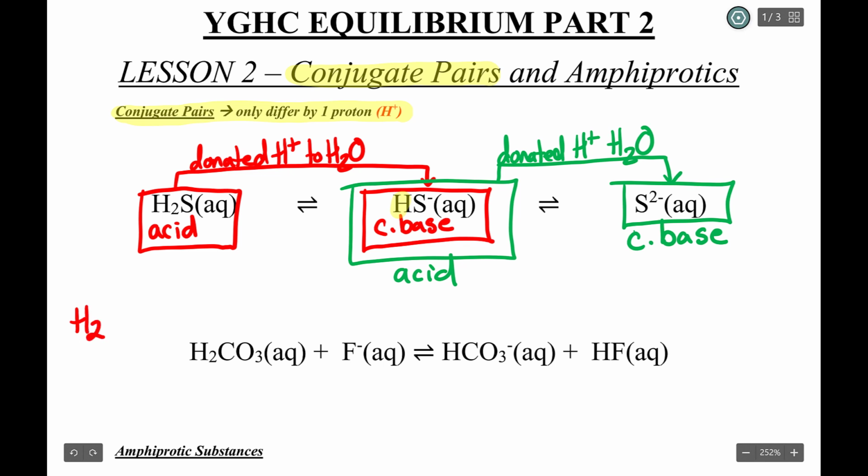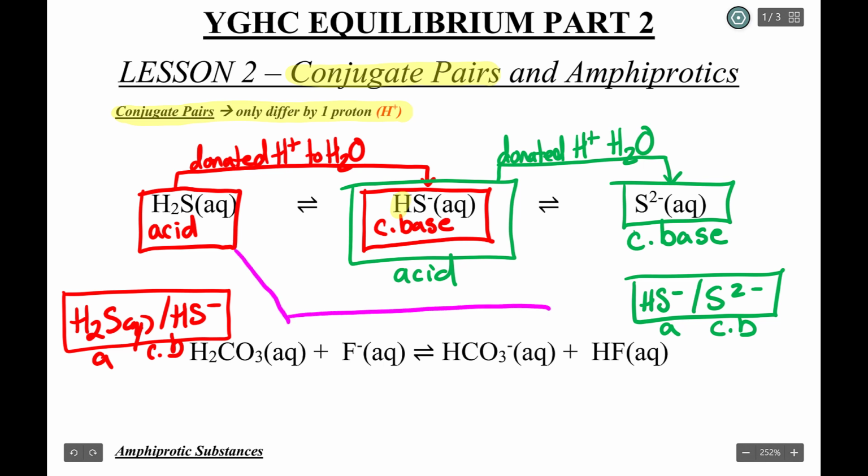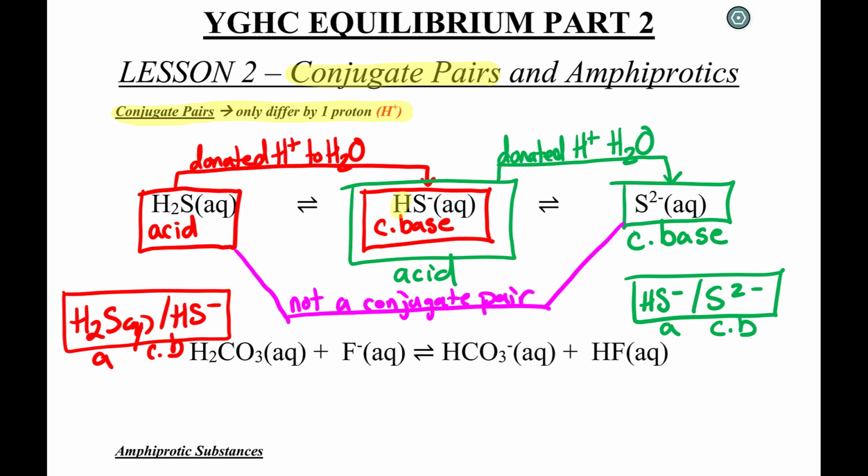I have H2S and HS minus. This is one acid-base conjugate pair, with this being the acid and this being the base. I also have HS minus and S2 minus as an acid-base conjugate pair, where this is the acid and this is the conjugate base. Okay, now these two, although they look similar, they both have S in them, they are not a conjugate pair. Because they differ by 2 protons, they are not a conjugate pair. Conjugate pairs can only differ by 1 proton.